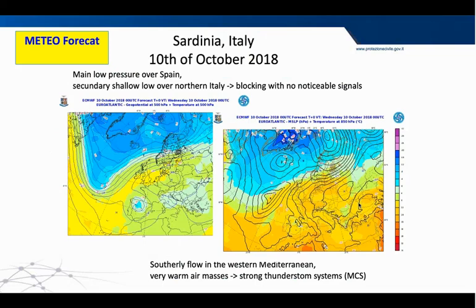So here I present a case study and we present how we work it. This is related to an event that we had in Sardinia, Italy, on the 10th of October 2018. As you can see, we had the forecast of Saturday and what really happened. We have the Saturday flow in the western Mediterranean, and then we also have very warm air masses. And this generates a strong thunderstorm system, in particular in the south part of Sardinia.